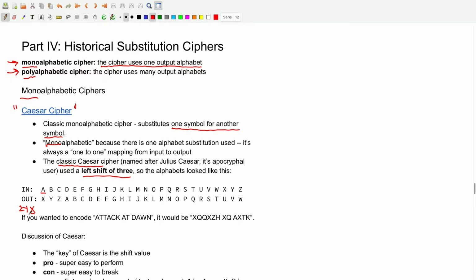Okay, so then if I want to encode with Caesar, attack at dawn, it would be A is X, T is Q, so TT, A is X again, CK at the end of attack, C would be Z, as you see here, and K would be H, as you see here. So that's attack, and at dawn is the rest of this. Okay, so that is the Caesar cipher. This is also the secret decoder ring cipher, right? Because we're just converting one letter into another.